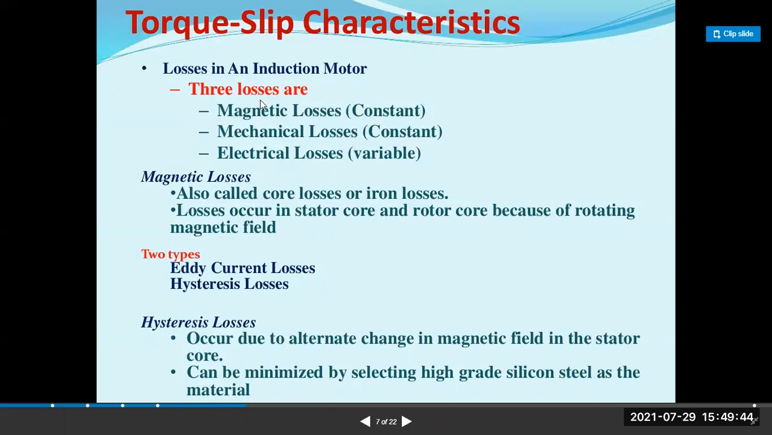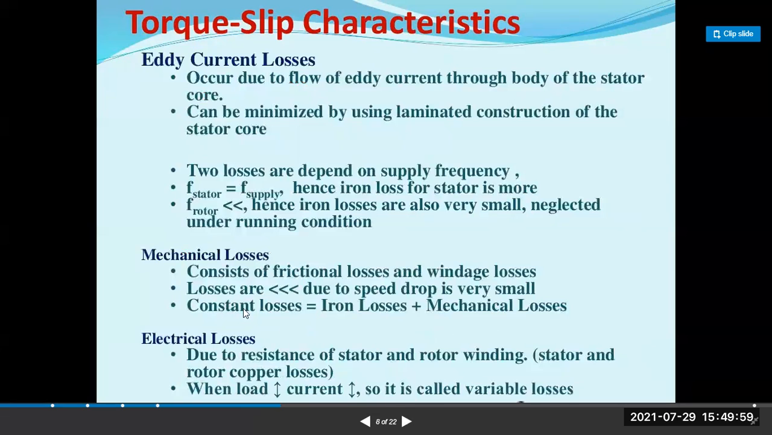First one is your eddy current loss. Second one is your hysteresis loss. Third one is your friction loss. Fourth one is your windage loss. Those four types of losses accumulatively make a constant loss. So you can see that constant loss equals iron loss plus mechanical loss. Iron loss combines your eddy current plus hysteresis loss, and mechanical loss combines friction loss and windage loss. This is all about the two types of losses.